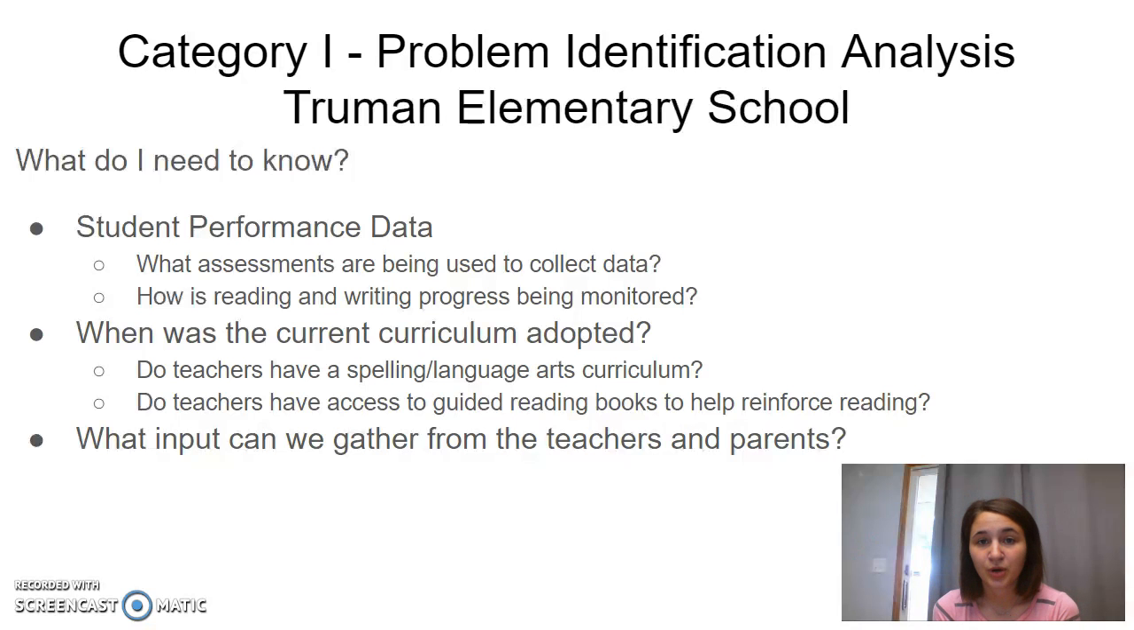Continuing with Category 1, Problem Identification Analysis of Truman Elementary School, what do I need to know? I need to know more student performance data. What assessments are being used to collect the data? How is reading and writing progress being monitored within my building? And also, when was the current curriculum adopted? Do teachers have a spelling and language arts curriculum? Do teachers have access to guided reading books to help reinforce their reading? And what input can we gather from the teachers and parents to increase our students' data, to increase their successes in reading? What can we do to make them become better readers?